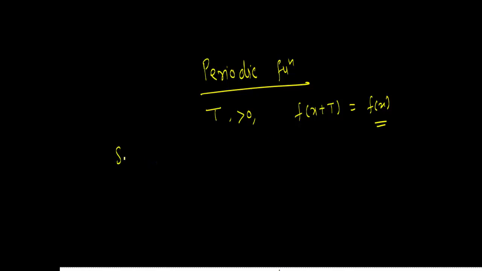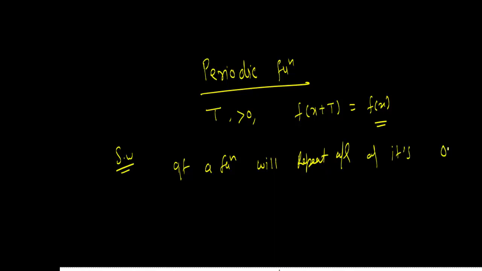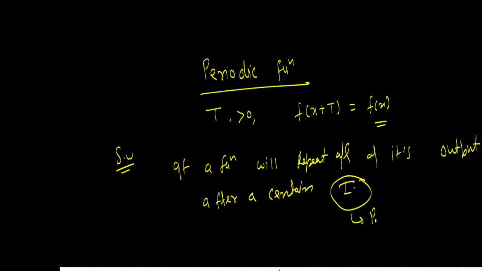Or in a simple way, you can say if a function repeats all of its outputs after a certain interval, that is called a periodic function. Whenever a function keeps repeating all of its outputs after a certain interval, those functions are called periodic functions, and this interval is called the period of the function.